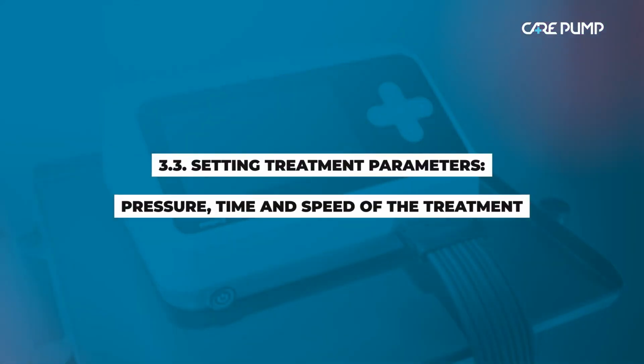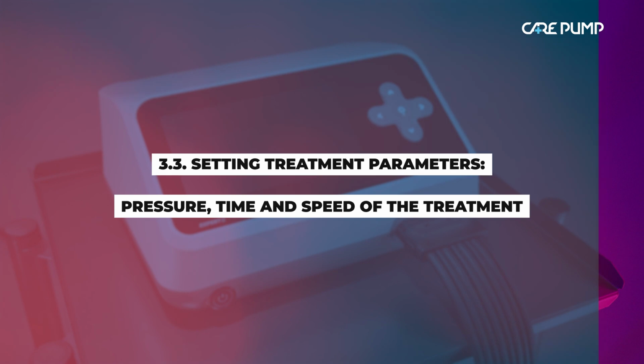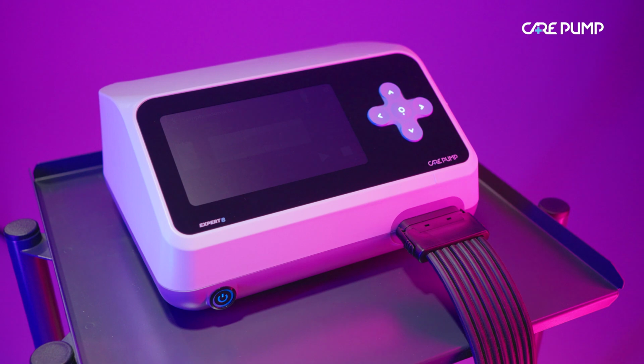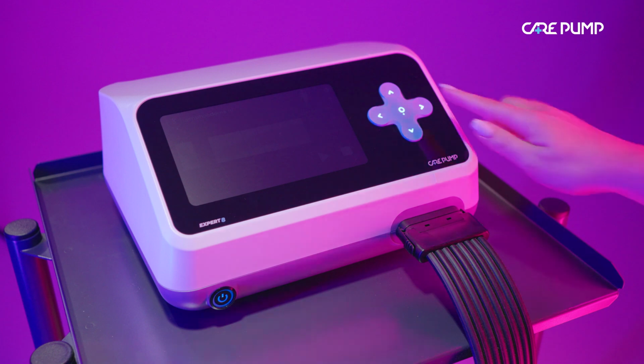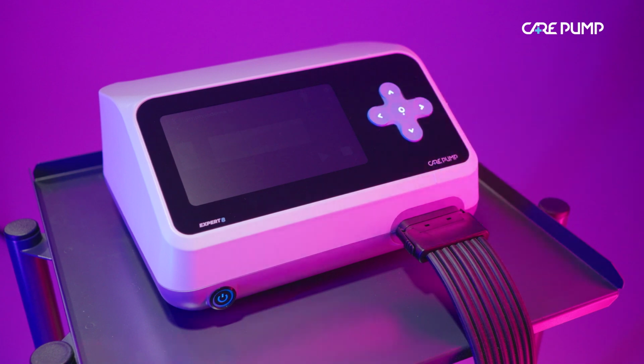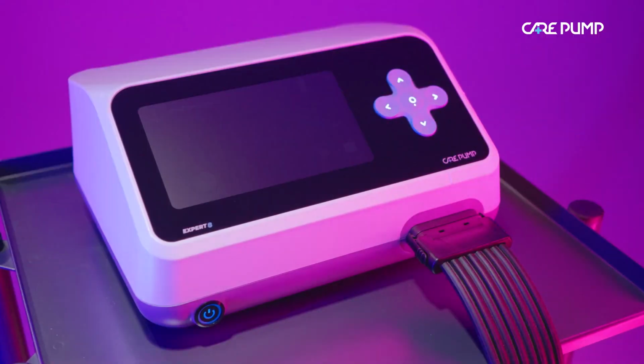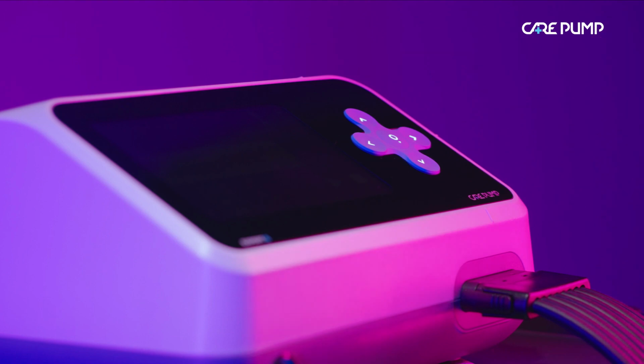Setting treatment parameters, pressure, time, and speed of the treatment. Use the right and left arrows to switch between the settings of other parameters: initial pressure, time, speed of pumping the chambers, and individual pressure for each chamber. Set the values for each parameter using the up and down arrows. Global pressure 0 millimeters of mercury, 220 millimeters of mercury. To go to the setting of the next parameter, press the right arrow.